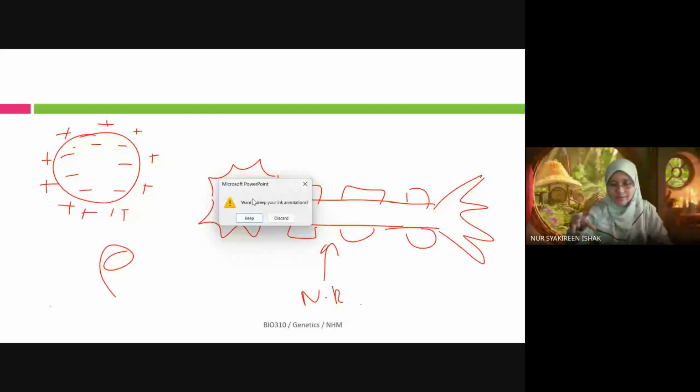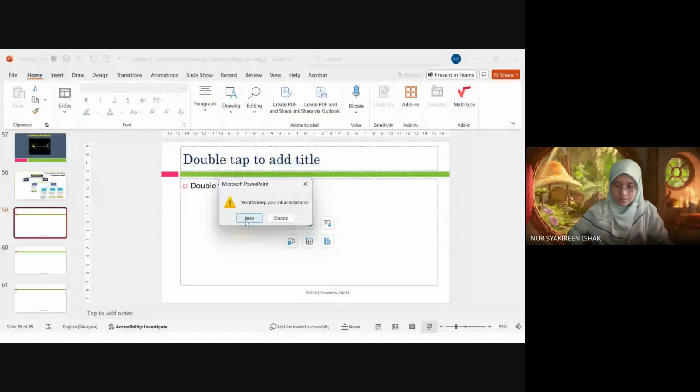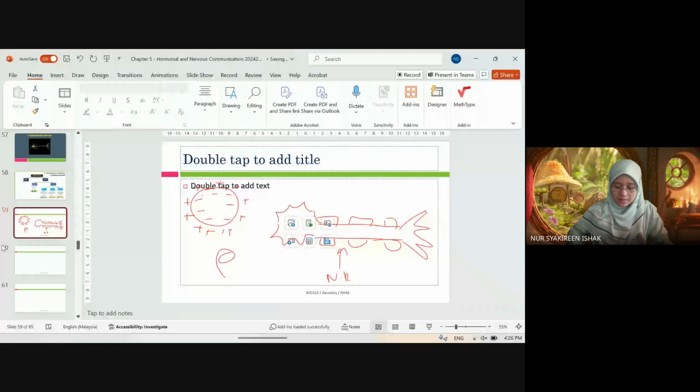Saya dah sketch, dia lambat transmit. Lambat appear. Sekejap. Tu dah ada. Okay. Daging.